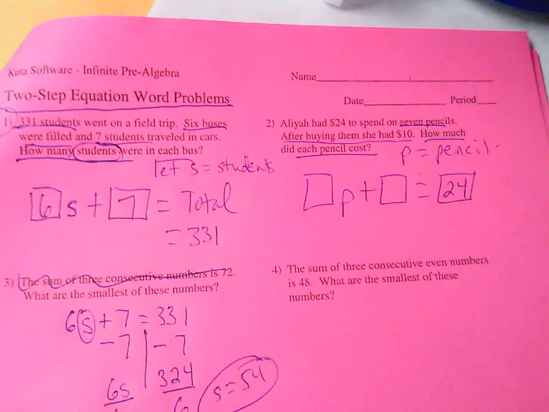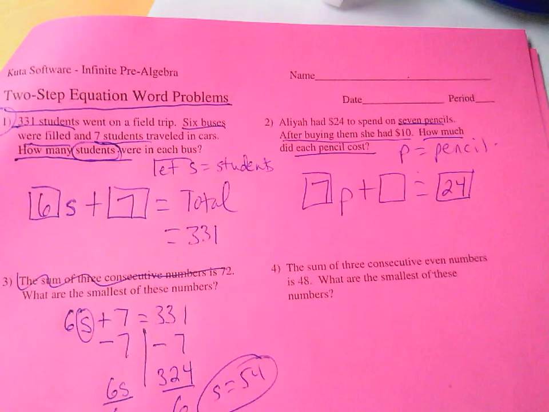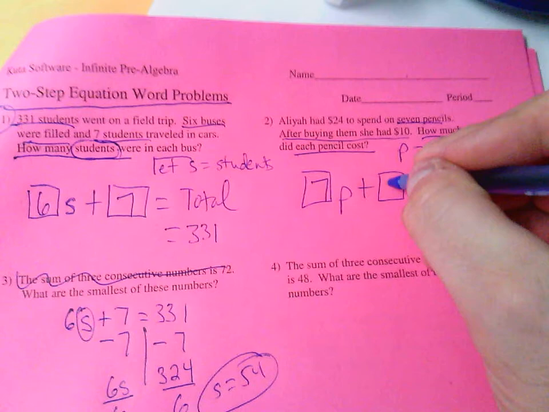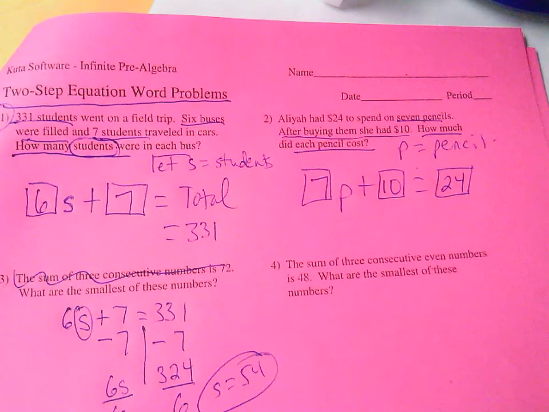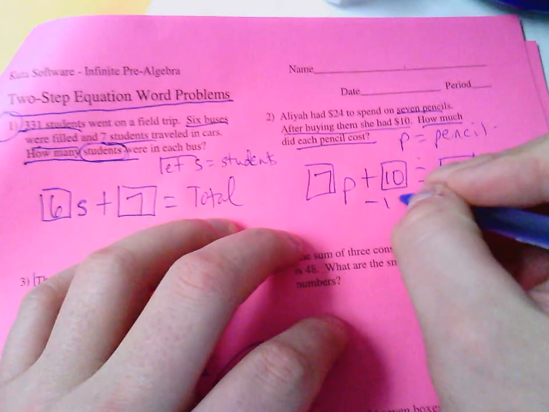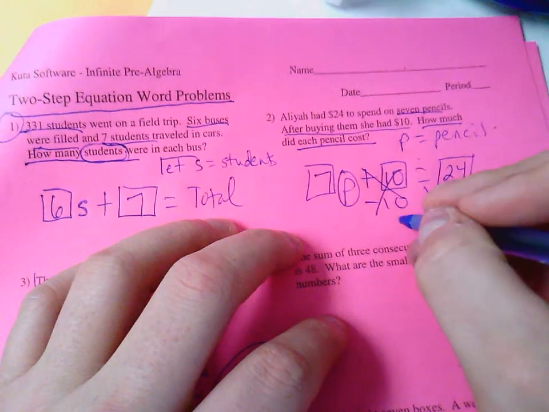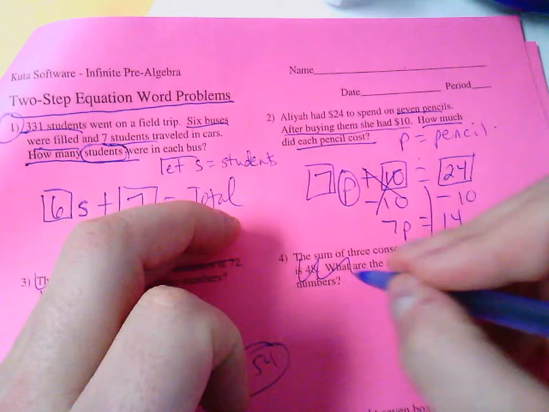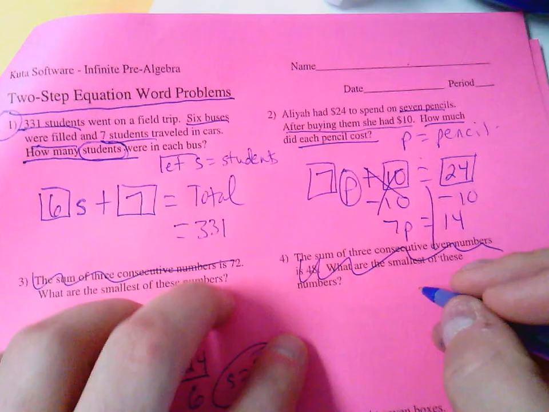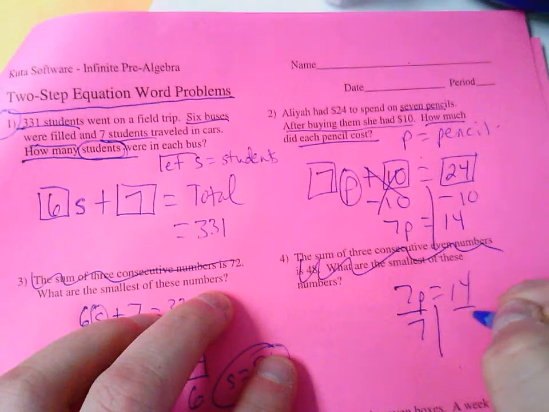So 7 pencils, the 7 goes with the P. And then the $10 is the additional amount that was left over. So now we have the equation 7P plus 10 equals 24. We now solve the equation. Line down the equal sign, circle the variable. 7P equals 24 minus 10, which is 14. 7P equals 14. Divide by 7. P equals 2. $2 per pencil.